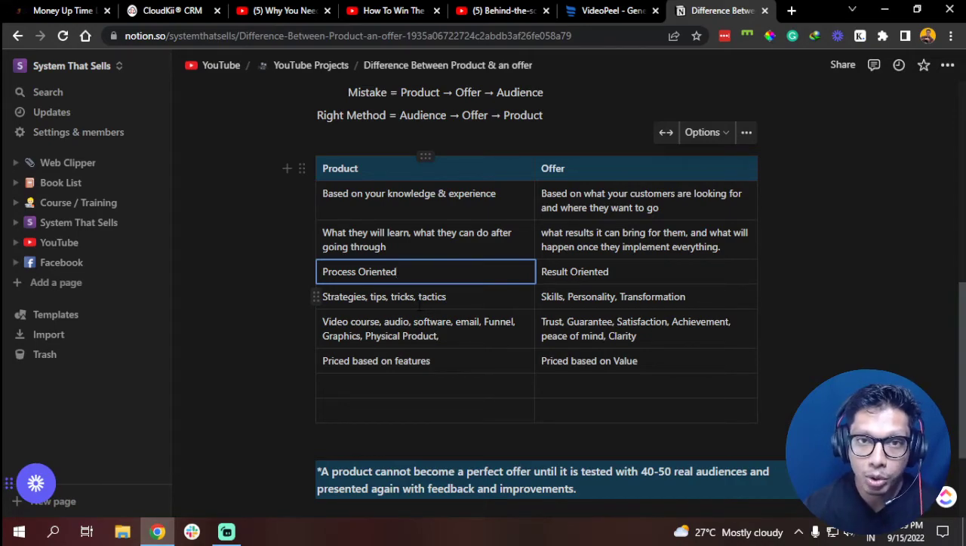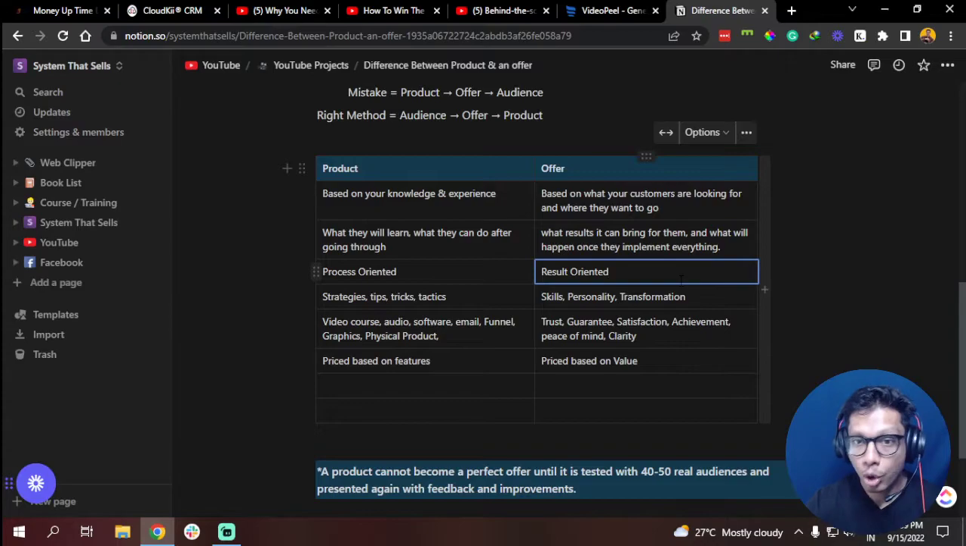Let's say they want to get results with Facebook ads. They don't want to spend a lot of money on Facebook ads, but still they want to generate good quality leads. For that, they have to go through a process. They have to learn how to run Facebook ads. They have to create ads. They have to spend some money. So these are the processes to get those results, right? So your product should be based on the process that your audience needs to follow. And then your offer should be results oriented. In the offer, you have to tell them, hey, these are the results you can achieve when you go through this process.